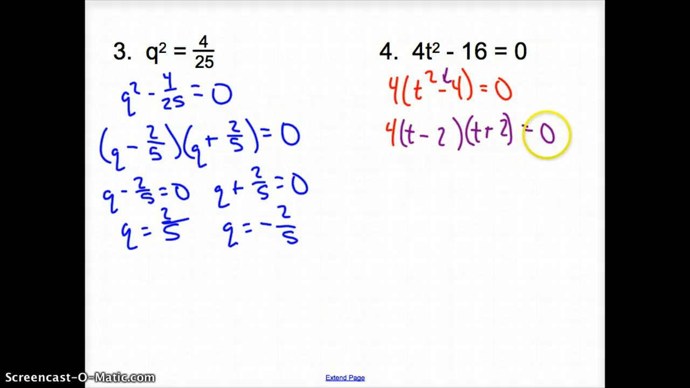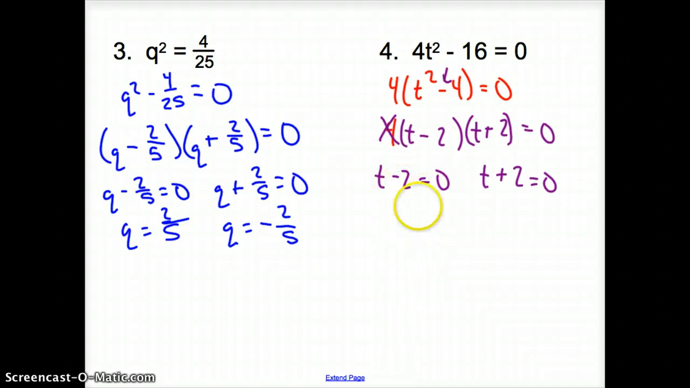Now, when we are solving for 0, we don't care about that 4. We just care about our variable, so it's t minus 2 equals 0. And then this guy, t plus 2 equals 0. Solving for t, here we add it over, so t equals 2. And subtract it over here, t equals a negative 2. So our two solutions are 2 and negative 2.